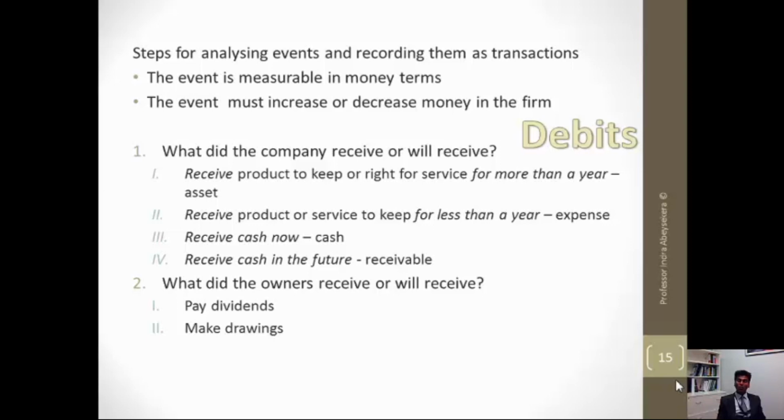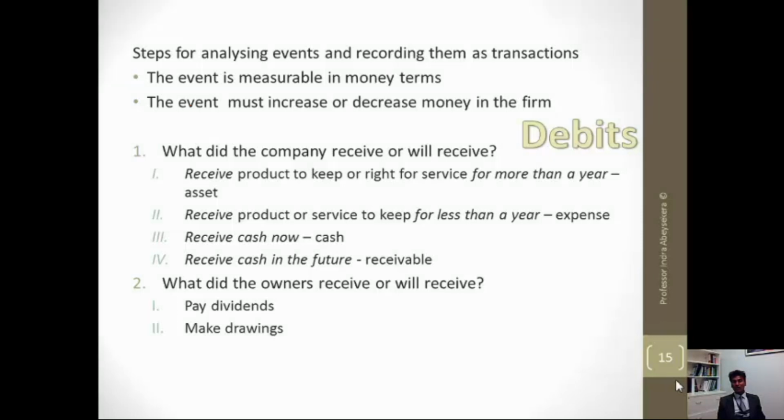So how do we know what is debit and what is credit? We know that there's a debit and a credit, or there's more than one debit or more than one credit, or there are debits and credits. How do you know what is debit and what is credit? We ask the question, what did the company receive or will receive? The company receives a product to keep or right for service for more than a year. We record that under the asset category. It's a debit. Anything that the company receives or will receive are debits.